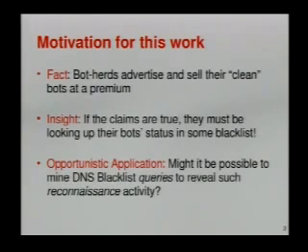How do they know that they're unlisted? Of course, they could be lying, but assume for a minute that in fact they know what they're talking about. Well, they've got to have some way of figuring this out, right? So we thought, okay, perhaps these guys are actually looking up the status of the bots in the blacklist. So let's go look. Let's use this as an opportunity. Can we actually mine the DNS blacklist queries to reveal this kind of reconnaissance?